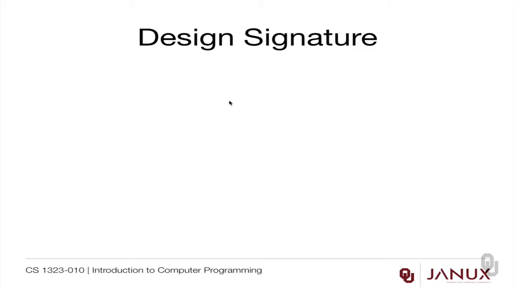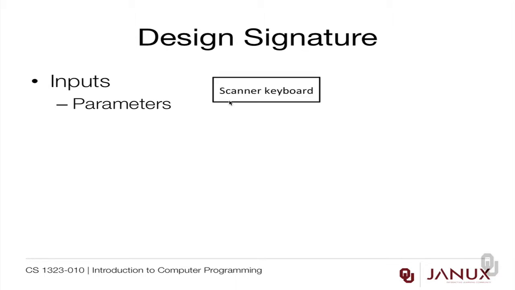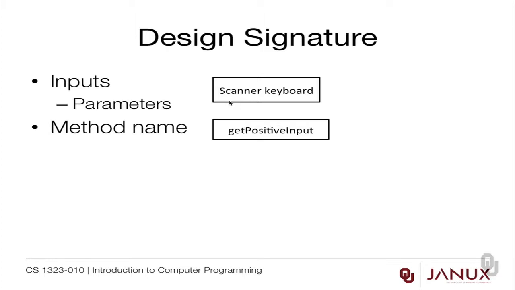Before we write a method, we always design the signature for the method. That is the header for the method. So we consider the inputs. Those will be the parameters. In this case, the input would be a scanner that we could call something like keyboard. We'd also want to consider the method name. A good method name might be getPositiveInput. Methods, remember, are verbs, and so they usually start with a verb, like get. Output is the return type.